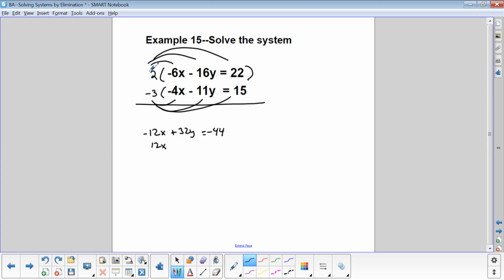Let's see, what did I decide to eliminate? X's. So this would be a negative 12. This would be a positive 12. So this would be a positive 33y. This should be a negative 32. That's a copy error. So this will be negative 2 times negative 6, negative 12y. 2 times negative 16 is negative 32. 2 times 22 is a positive 44.